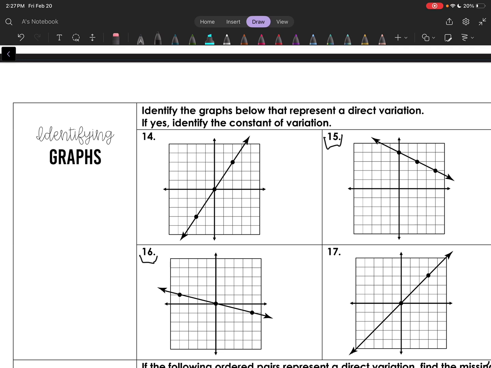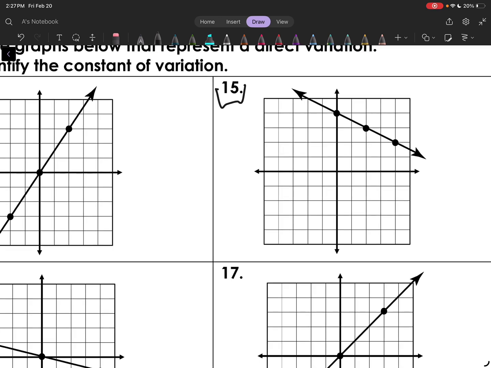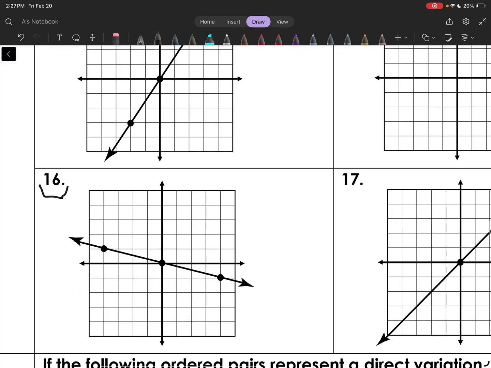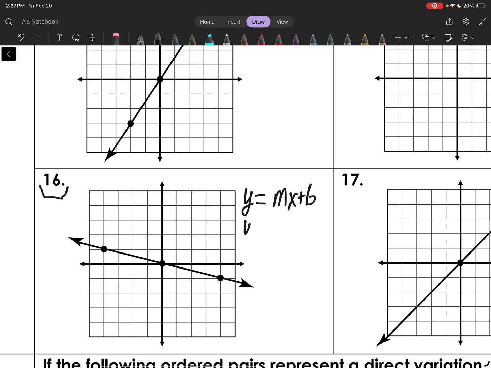Identifying graphs for direct variation. I need to look at the equation for these graphs. So for number 16 is where I want to start. Y is equal to mx plus b for a linear graph. B is the vertical translation. This passes through the origin, or the y-intercept, so this is going to be plus 0.